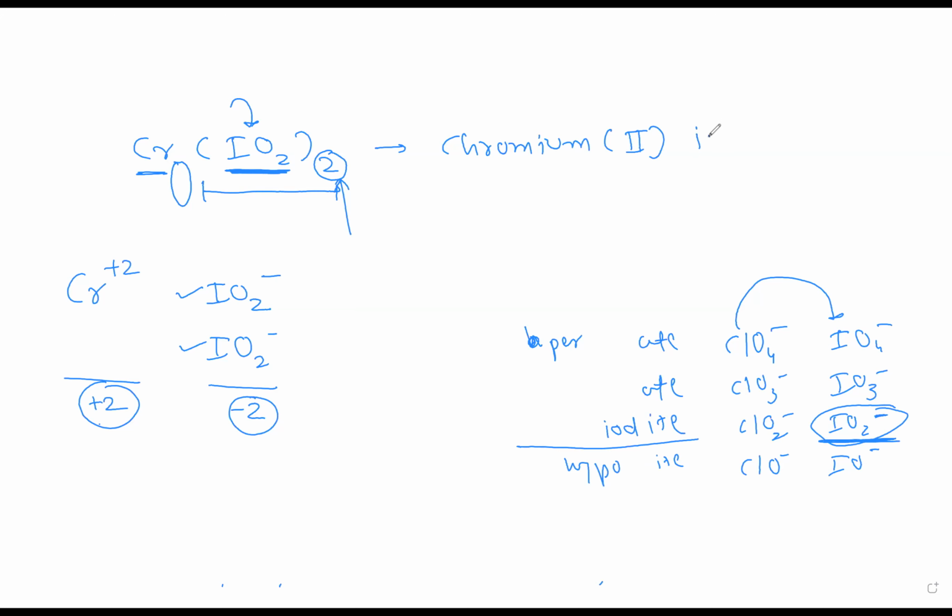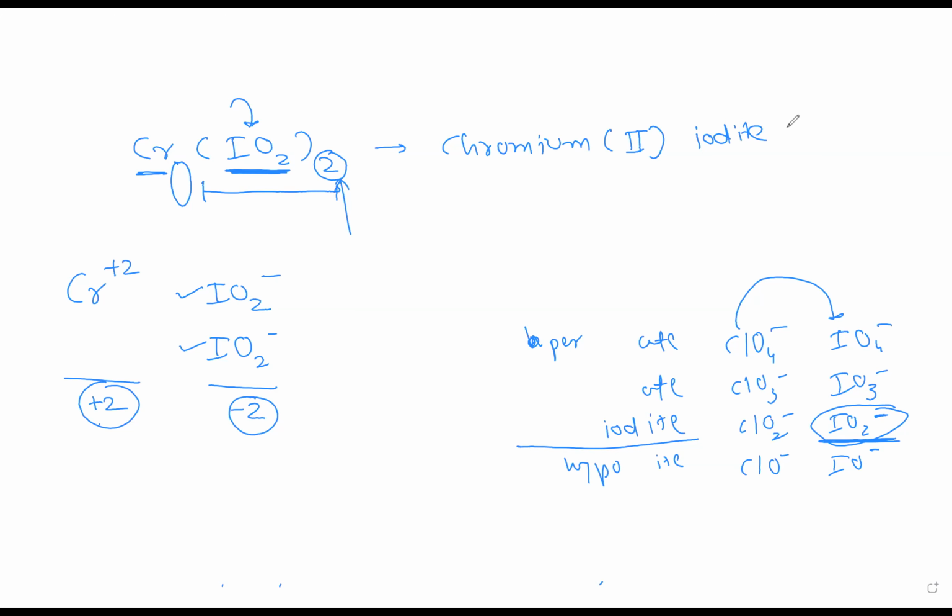Chromium 2 iodide. Do you guys understand this? Yes, sir. Everyone, yes, sir. Great. So with this, we have actually conquered how to name an ionic compound.